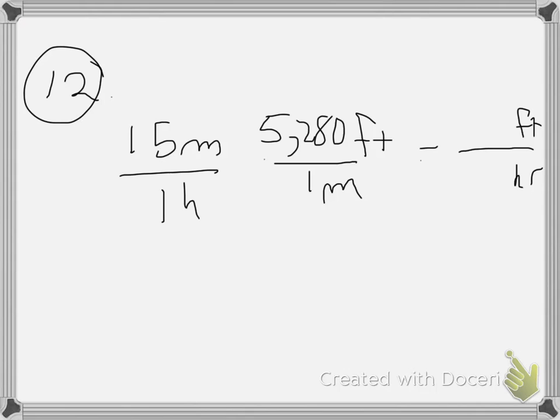So now you can cancel out the M. So now you have the feet per hour. So you multiply the 15 times 5,280 and you get 79,200 feet per hour.